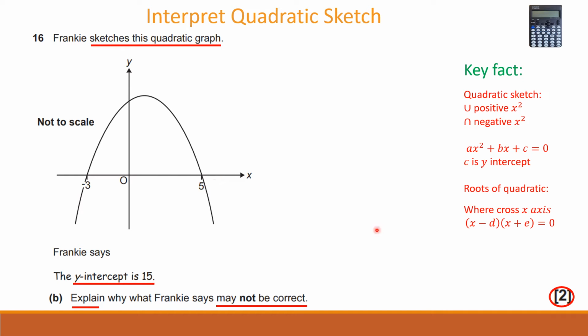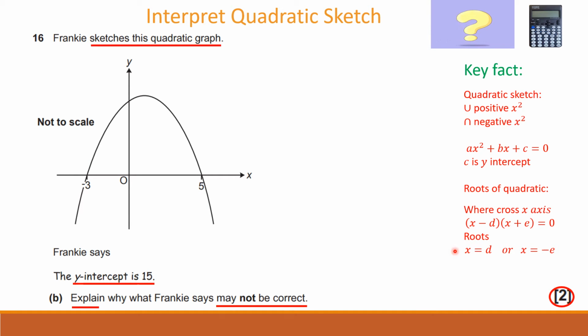And that means x minus d times x plus e equals 0. So if I put x minus d equal to 0 and solve that, x is equal to d. So one of my roots is that x equals d, which is like the 5 part here. Or x plus e equals 0. So if I rearrange this and solve, x is equal to -e, which is like the -3 here.